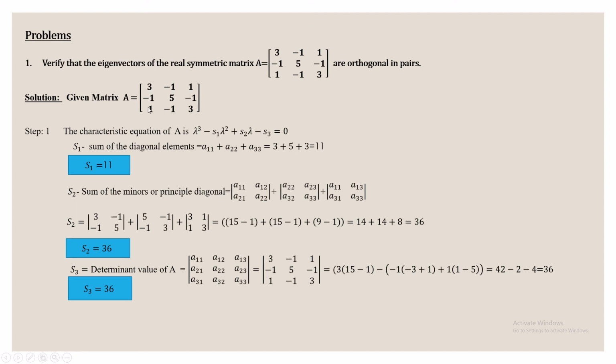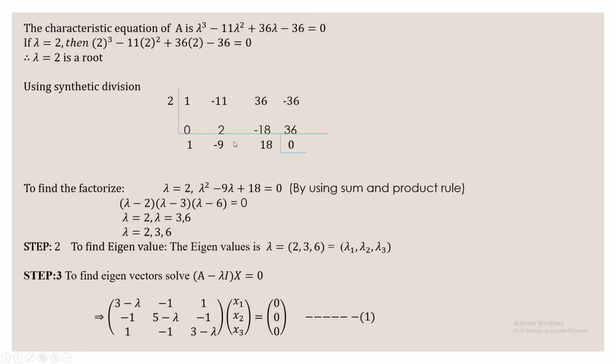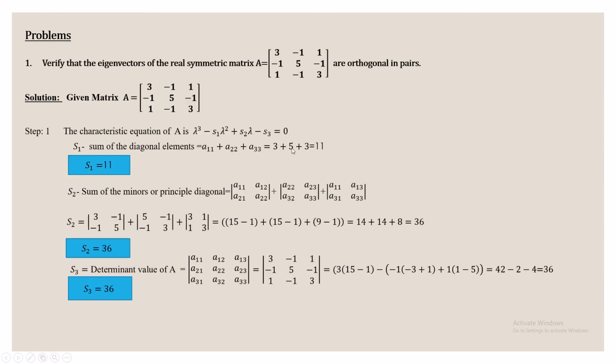The rest are the upper triangular and lower triangular parts. The diagonal elements sum is 3 plus 5 plus 3, so S1, the sum of the diagonal elements, equals 11. We put it in a box: S1 equal to 11. Next, to find S2.